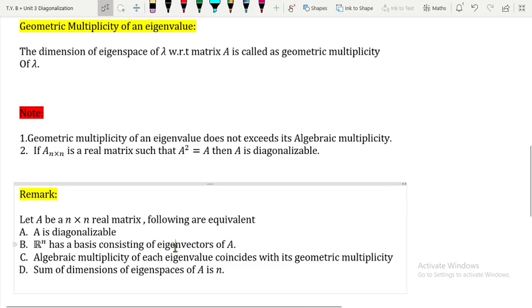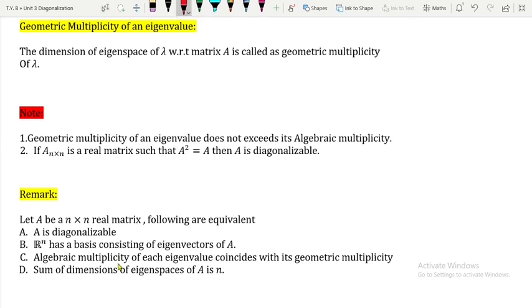So this point will be clear later on when we will see the examples. The third one is that algebraic multiplicity of eigenvalues should coincide. Coincide means equal. So the algebraic multiplicity of each eigenvalue should be equal to its geometric multiplicity, and that is exactly what we are going to use in order to check whether a given matrix is diagonalizable or not. Very important point. So what we will do is, given a matrix A, we will find all its eigenvalues.